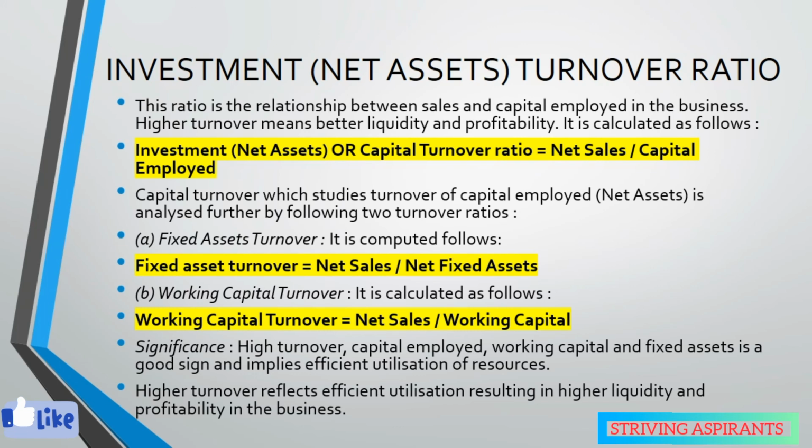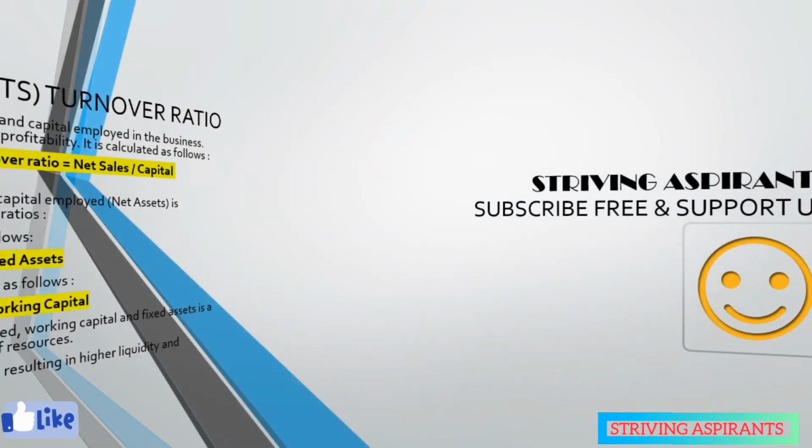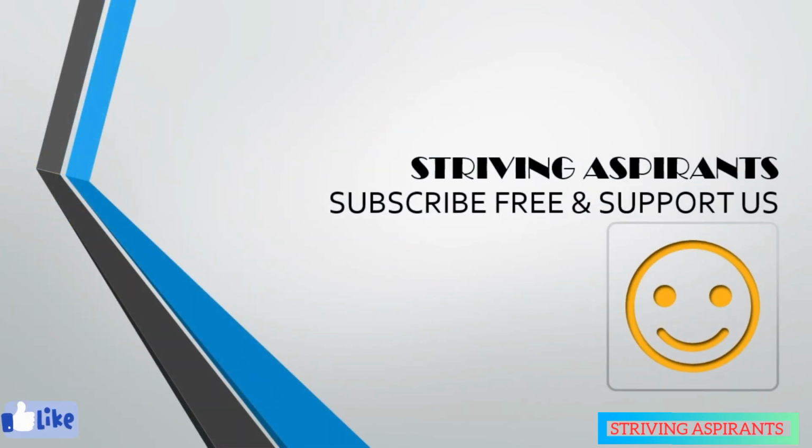Here, when there is a high turnover of capital employed, working capital, and fixed assets, it is a good sign and implies efficient utilization of resources. Higher turnover reflects the efficient utilization resulting in higher liquidity, meaning cash position, and profitability of the business. That's all about the activity or turnover ratios.